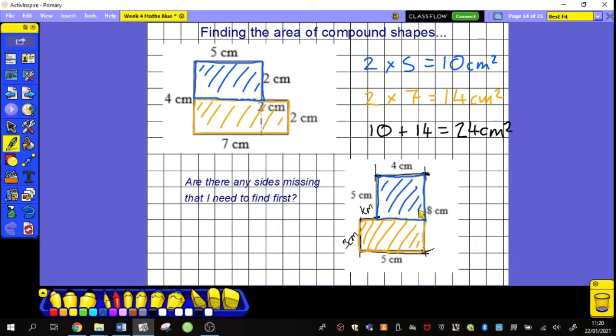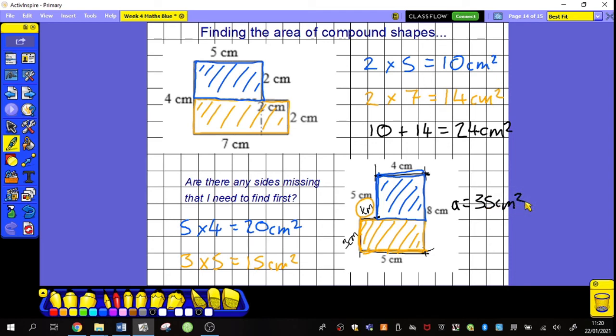There they are. So first of all, my blue part, the height is 5, I can see here, base is 4, 5 times 4, 20 centimeters squared. My orange rectangle, the height was the missing part, 3, base was 5, actually didn't need this one in the end, so 3 times 5 is 15 centimeters squared, adding them together, so the area must equal 35 centimeters squared.